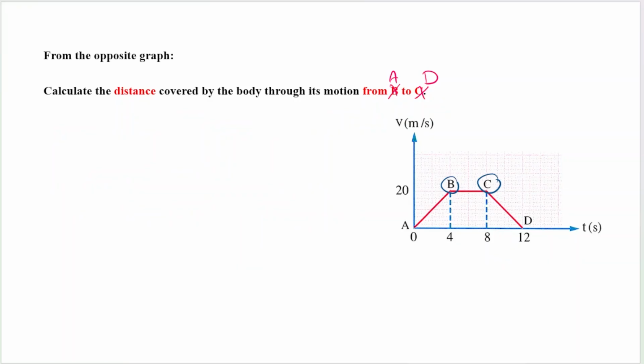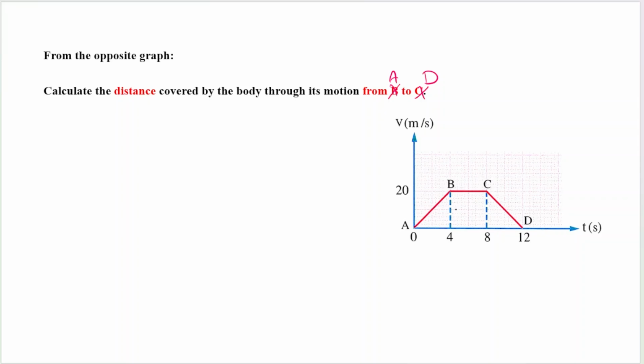Now this is my question. I'm asking you just to find the total distance from A to D. A to D means the total distance covered. So you need to find this total area. I will calculate it for you by two methods, one which is not smart and another one which is smarter.